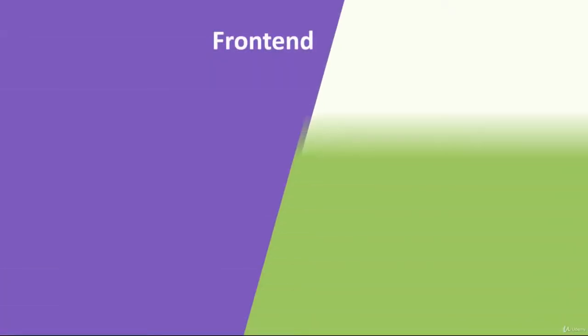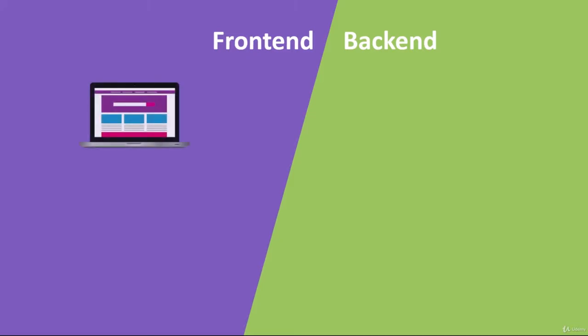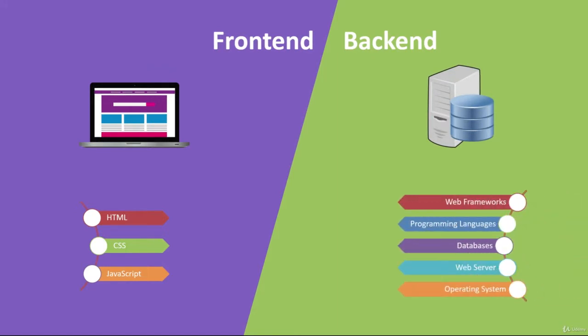Now, to speak in developer terms, we can explain that there are two sides to an application, the front end and the back end. The front end is composed of the code that runs in the web browser, and a browser can only run HTML, CSS, and JavaScript code, by the way. Now, a server can run programming languages, databases, and web frameworks on an operating system.